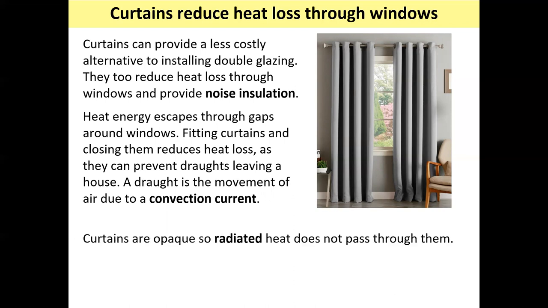Now, curtains are often opaque, and that will actually stop radiated heat passing through them as well. So curtains prevent heat loss because they prevent convection currents, drafts, taking heat out of the home, and they also prevent radiated heat from passing through them too.